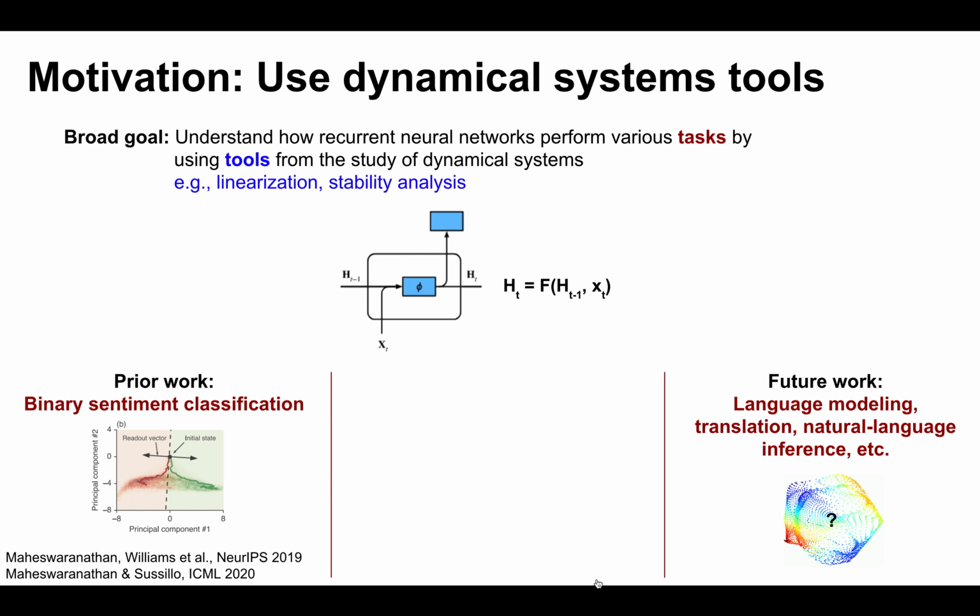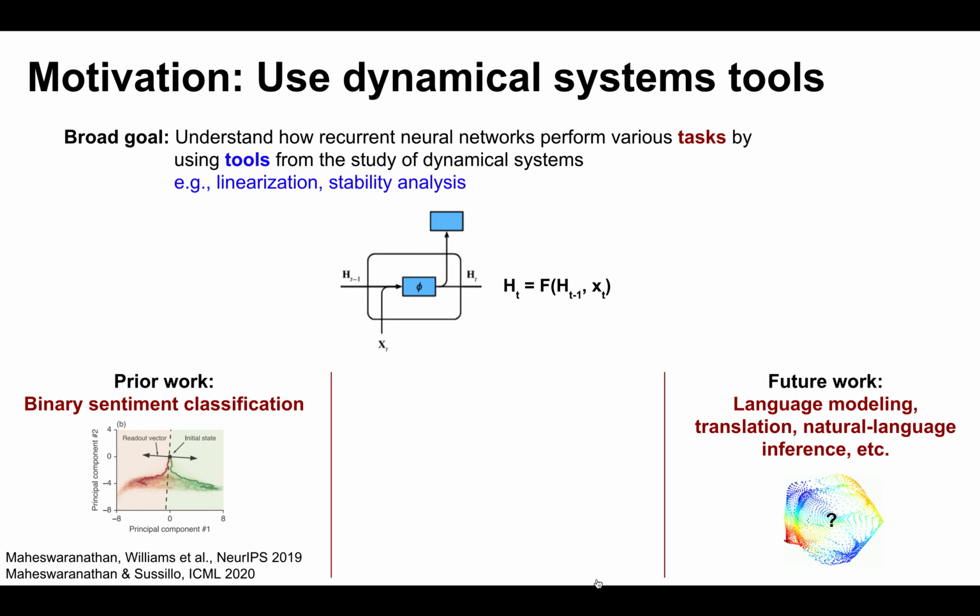Now, the work that I'm going to be talking about today builds on some prior work in the past couple of years from folks at Brain, which showed that in the simple task of binary or two-class sentiment classification, the dynamical systems learned by the networks were actually both low-dimensional and interpretable. So this work is sort of building on that work towards understanding things like language modeling or translation.